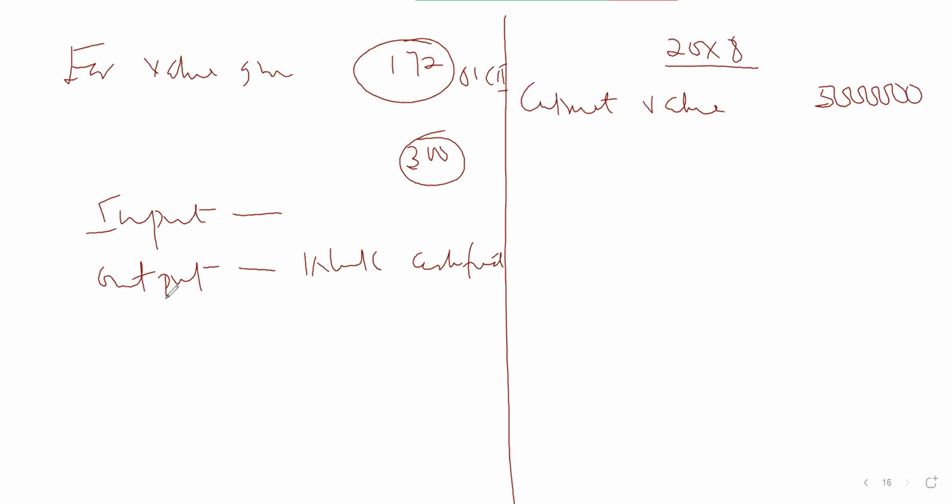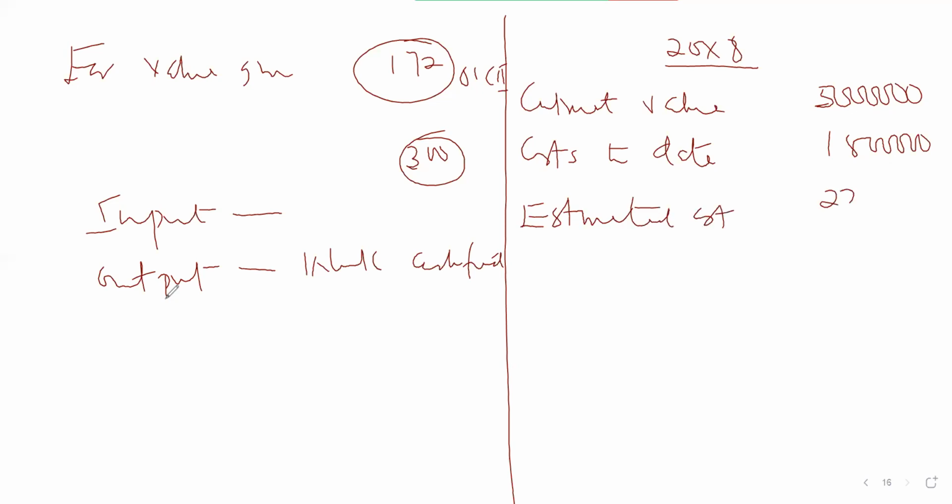What is the cost to date? Cost to date is 1,800,000. Okay. What is the estimated cost to completion? 2,200,000. Estimated cost to completion is 2,200,000, isn't it? Yes. Okay.